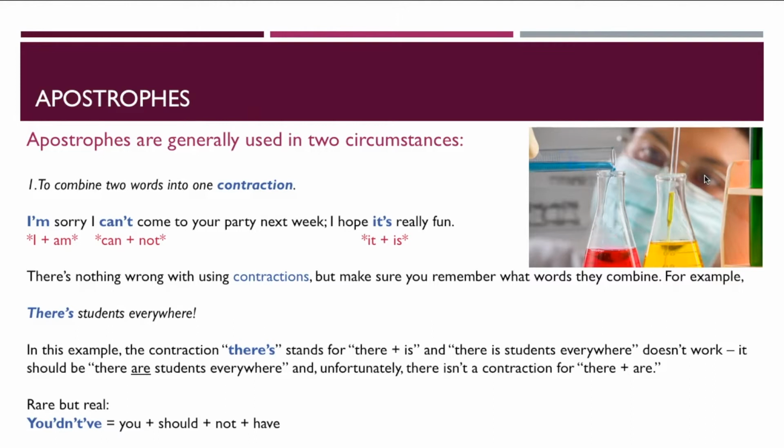For example, there's students everywhere. In this example, the contraction there's stands for there plus is, and there is students everywhere doesn't work. It should be there are students everywhere, and unfortunately there isn't a contraction for there plus are. So you would need to say there are students everywhere.